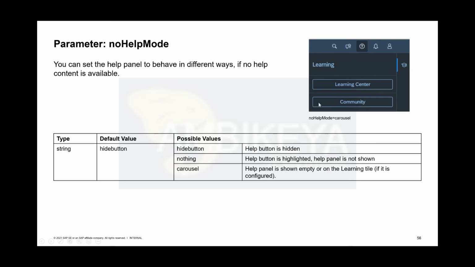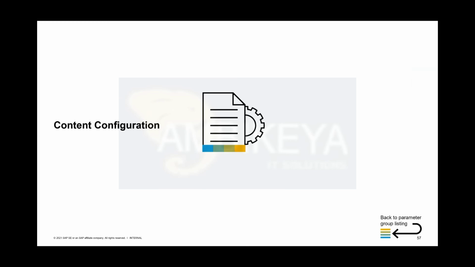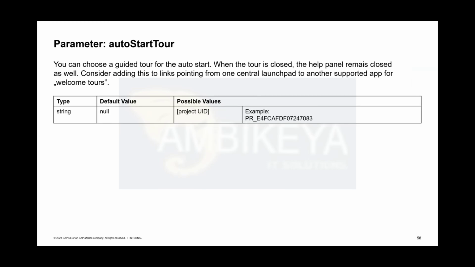If you don't have those configured and you have no help for a certain context, it could be the customer's decision to say, hide the button. Yeah. So if there is no content, I don't want this button just to open it to then realize that there's nothing. I actually want to prevent that. In that case, you would set it to hide button. Okay. So no help mode has quite an impact. This is an acceptance relevant parameter, so you have to know about it. We come back to it in a second.